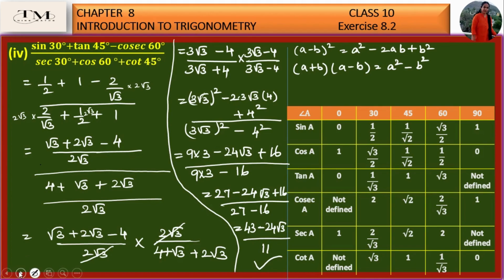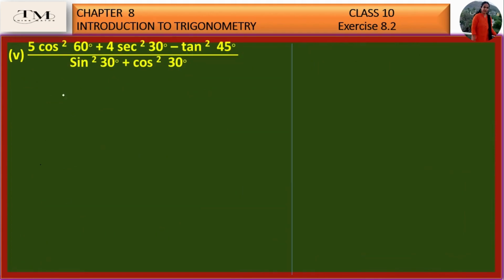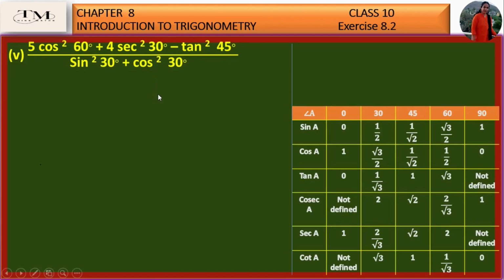So moving on to the last problem of this session, fifth part. 5 cos square 60 plus 4 secant square 30 minus tan square 45, divided by sin square 30 plus cos square 30. First let us write all the values.